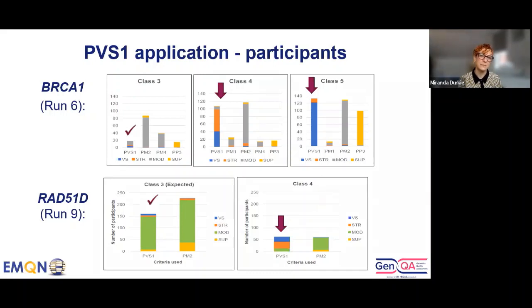And we can see very similar for RAD51D. For class 3 expected, a smaller proportion applied PVS1, and they tended to apply it at moderate strength. Those that classified it as class 4 more used PVS1, and they tended to apply it at strong or very strong, so overweighting it. Next slide, please.